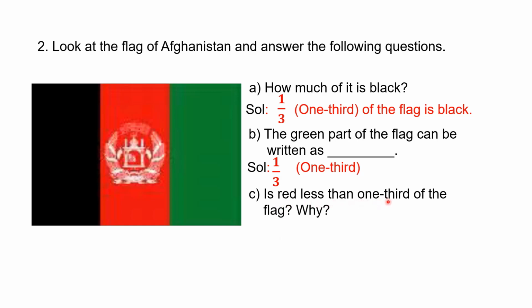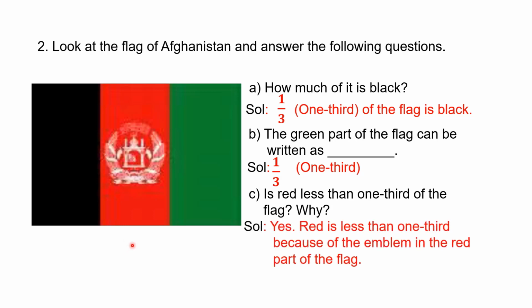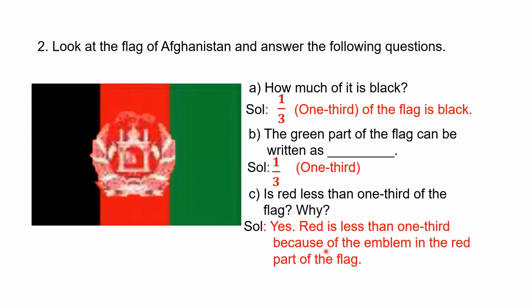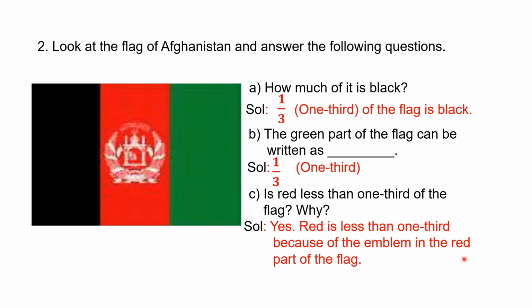Is red less than 1/3 of the flag? Why? Out of 3 equal parts, one part is colored red, but in the middle of the red colored portion, there is the national emblem of Afghanistan. It occupies some space. So the red colored part is less than 1 by 3. Yes, red is less than 1/3 because of the emblem in the red part of the flag.